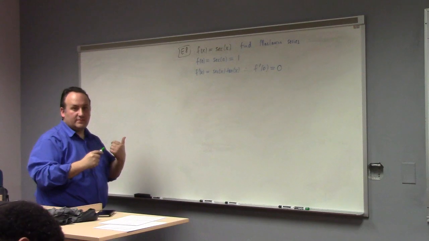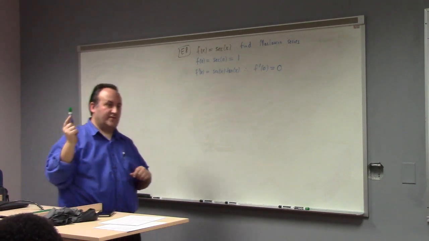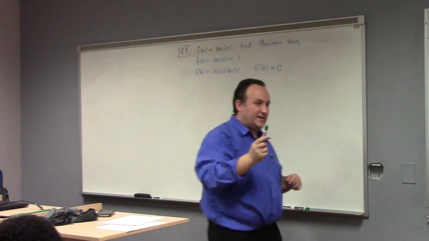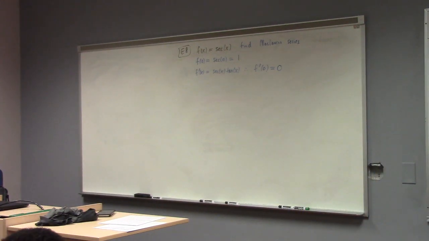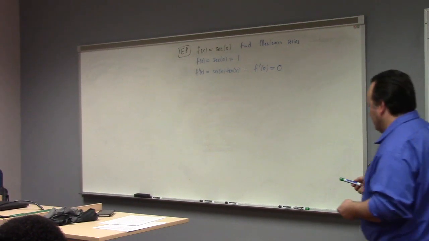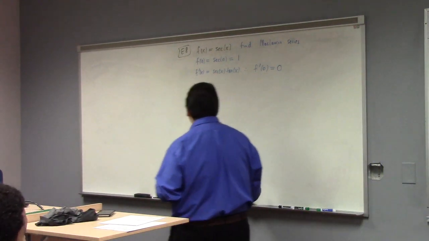Is this surprising? It shouldn't be surprising to you, because the Maclaurin series for secant should be an even power series, because secant is an even function. So we already expect from the outset that only the even terms are non-trivial, right? That's what we call situational awareness.